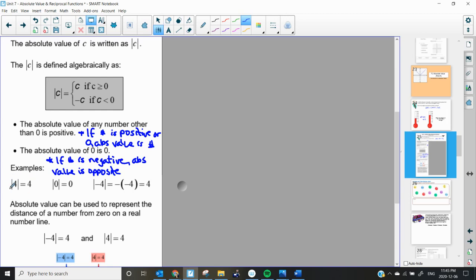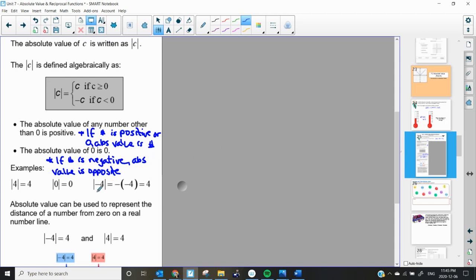First, I have the absolute value of 4. Well, the absolute value of 4 is just 4 because it's a positive number, so the absolute value is 4. Now the absolute value of 0 is just 0. Again, remember when we're talking about absolute value, we're talking about the distance from the origin.